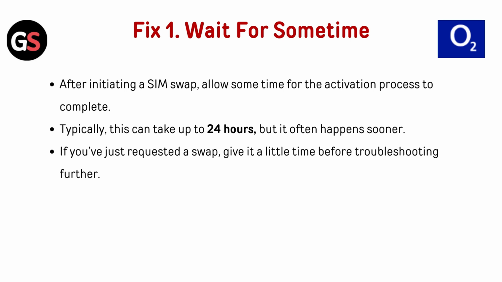Fix 1. Wait for some time. After initiating a SIM swap, allow some time for the activation process to complete. Typically, this can take up to 24 hours, but it often happens sooner. If you have just requested a swap, give it a little time before troubleshooting further.